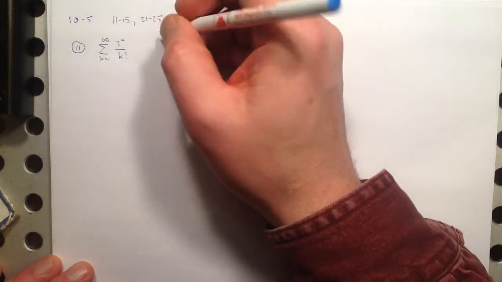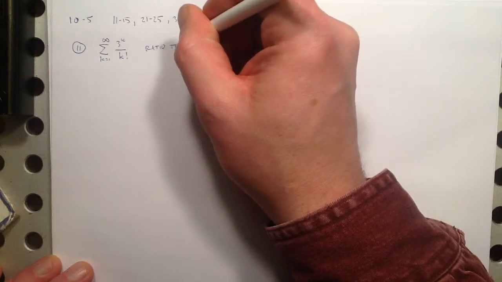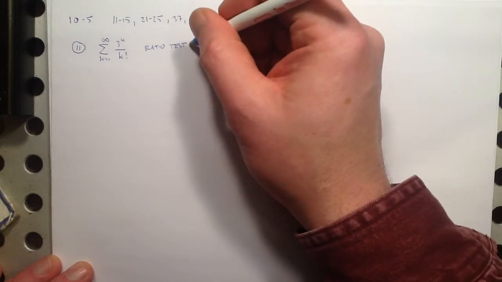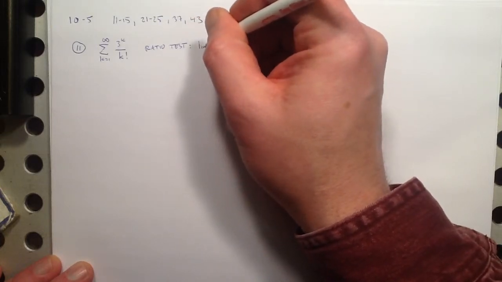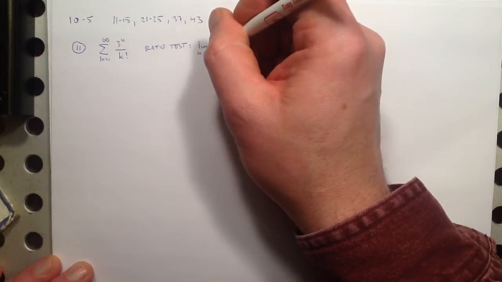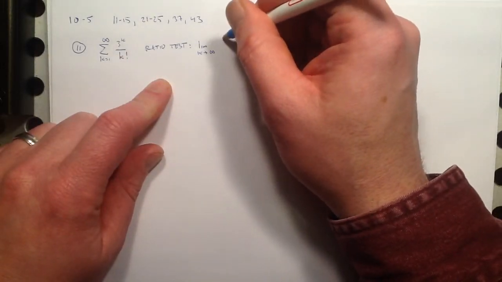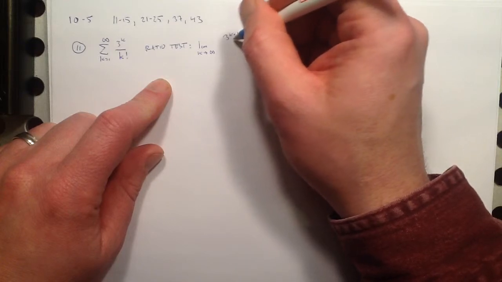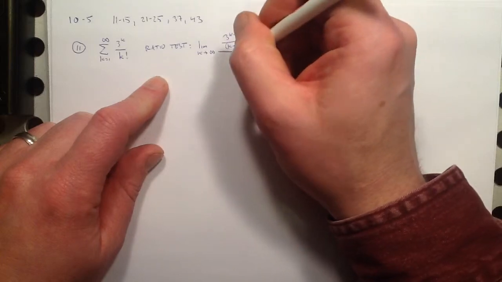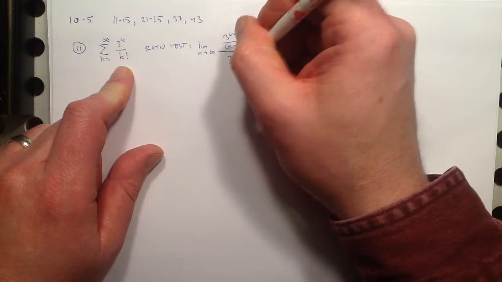So let's do it. To do the ratio test, I'm going to encourage you to say that you're doing the ratio test, just to make it clear. And always write down your limit here. So the limit as k approaches infinity of the k plus 1 term, that would be 3 to the k plus 1 over k plus 1 factorial. That's the k plus 1 term divided by the k term, 3 to the k over k factorial.